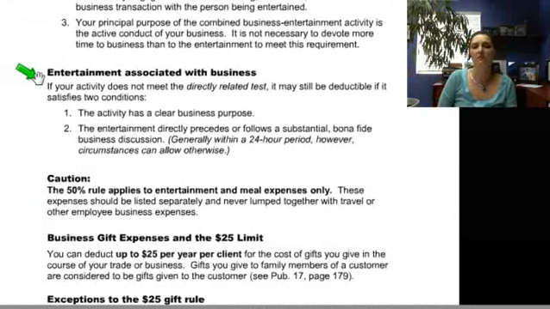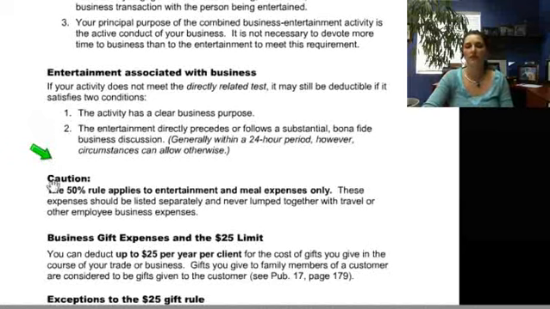If your activity does not meet the directly related test, you may still claim deductible expenses if the expense satisfies two conditions. Number one, the activity has a clear business purpose, and number two, the entertainment directly precedes or follows a substantial bona fide business discussion. This would mean generally within a 24-hour period. However, circumstances can allow for another period of time that might be larger than that.